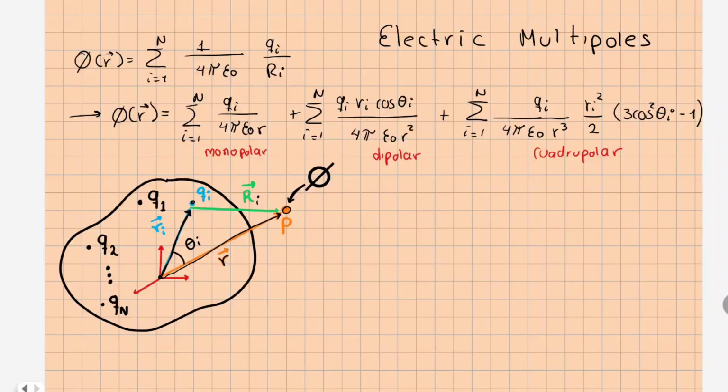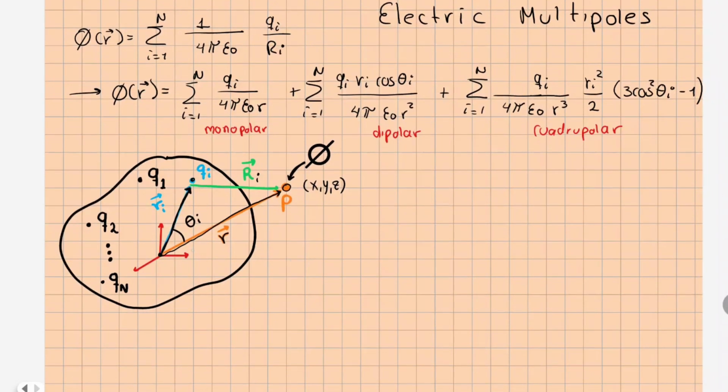Today we are going to continue the study of electric multipoles. We are going to recall that what we actually want to do is to calculate the electric potential on an arbitrary point of the space P. This could maybe have coordinates x, y, z.